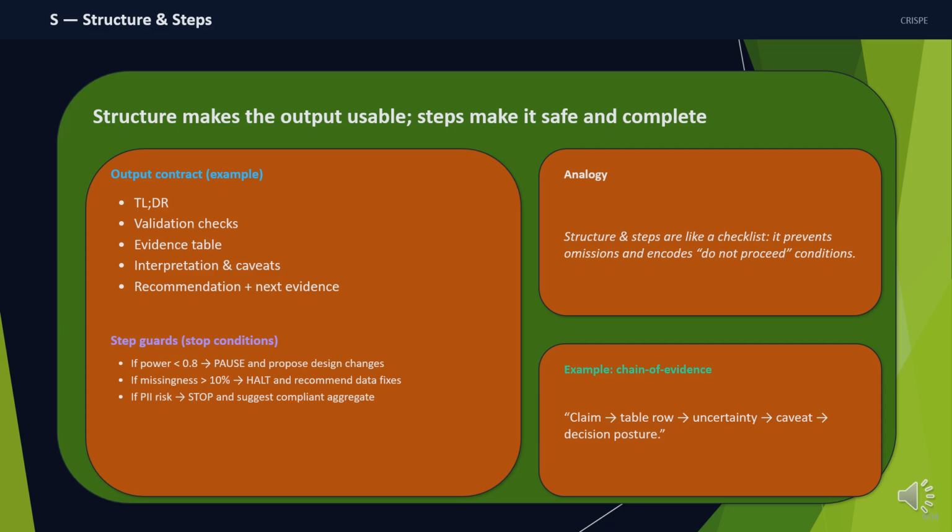The checklist analogy explains why step guards matter. Checklists exist because complex work often fails through omission, not through lack of effort. Step guards function like do-not-take-off checks in aviation. If a required condition is not met, the process stops until it is resolved. A useful supporting concept is chain of evidence. High-quality outputs tie key claims to evidence artifacts and clearly state uncertainty when evidence is incomplete. This reduces the use of confident but unsupported prose and makes the output easier to validate before use.